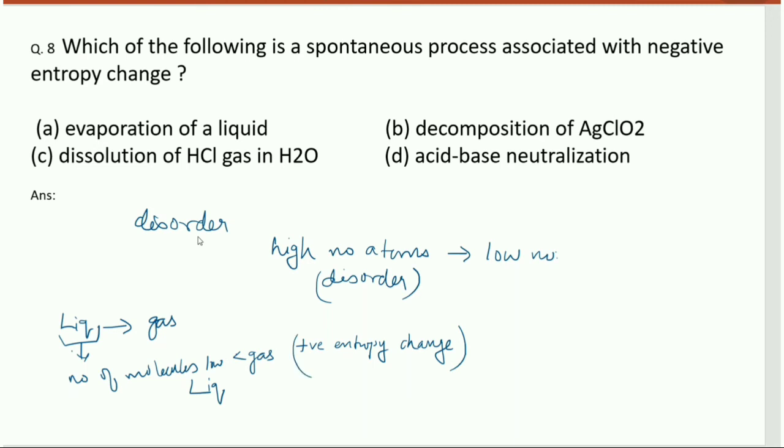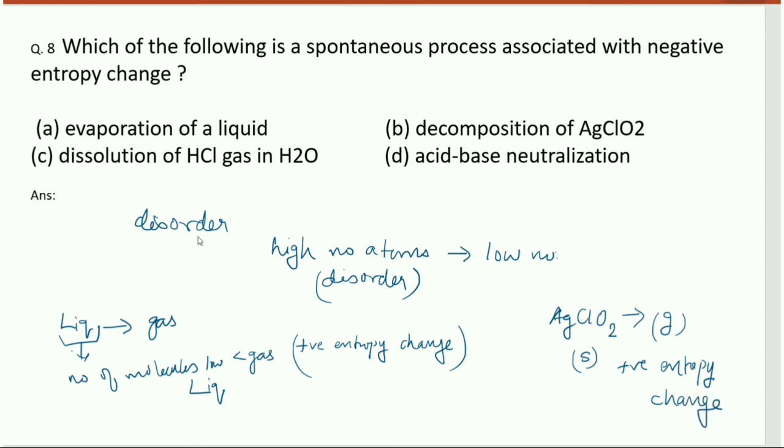And in B option, decomposition of AgClO2, silver chloride. AgClO2 is a solid, and when it is decomposed, it is converted to gas. So what happened? Positive entropy change, positive entropy change.